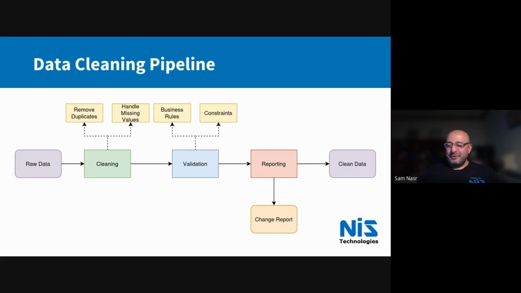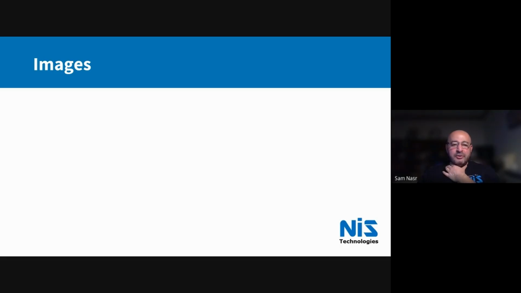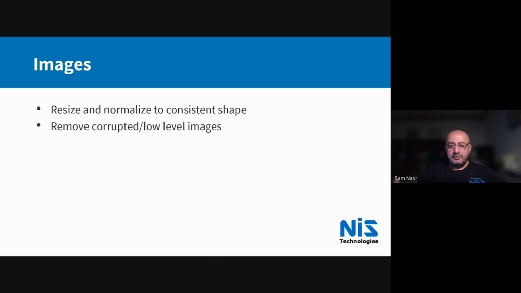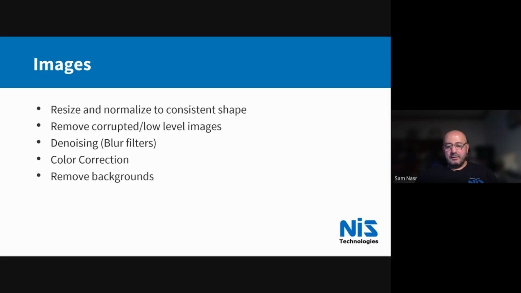Okay, if there's no other questions or comments, one additional thing I wanted to touch on is if we're training our model on imagery, either reading images or developing images, if I'm feeding it images for training, I need to resize and normalize so that it's a consistent shape for all the images that I'm passing in. I need to remove corrupted or low-resolution images, or anything that may be blurred, and remove noise from images, or denoising, and that includes removing any blurs. In addition, any color correction as well, and removing the background to avoid skewing the machine learning models, so that it looks at the object in question.